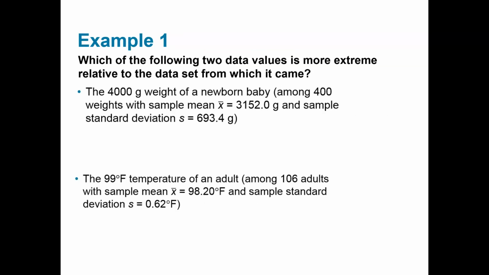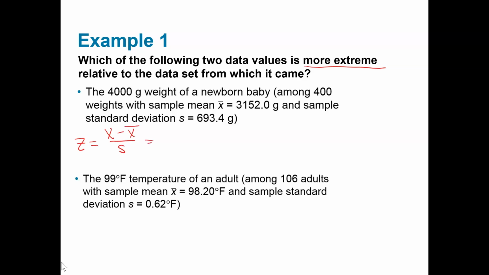Which of the following 2 data values is more extreme relative to the data set from which it came? So again, we can't just compare 4,000 grams to 99 degrees Fahrenheit. Those things don't really compare. They don't make any sense. But we can see which is more extreme if we compare each of them to its own mean. So how we're going to do that is we're going to standardize it by finding the z-score for each. So the formula for a z-score is z is equal to the data value minus the mean divided by the standard deviation of the sample.